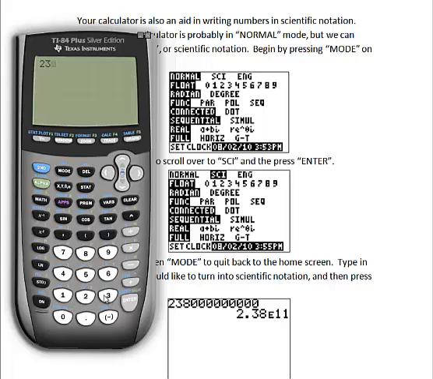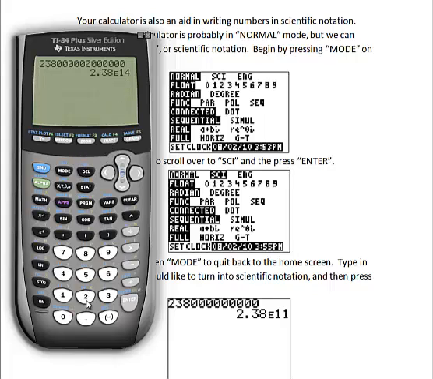If I go back to my home screen, second quit, your calculator, a lot of times if you type in a really large number, even though it's in normal mode, it will put it automatically in scientific notation. Okay, even though it's in normal mode. So your calculator can definitely handle scientific notation.